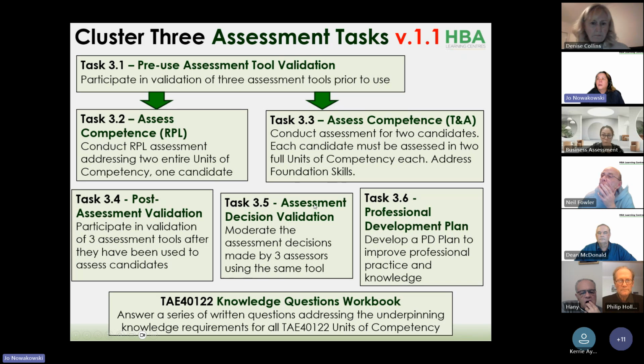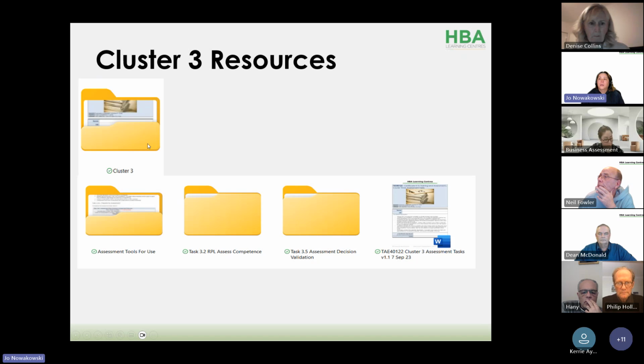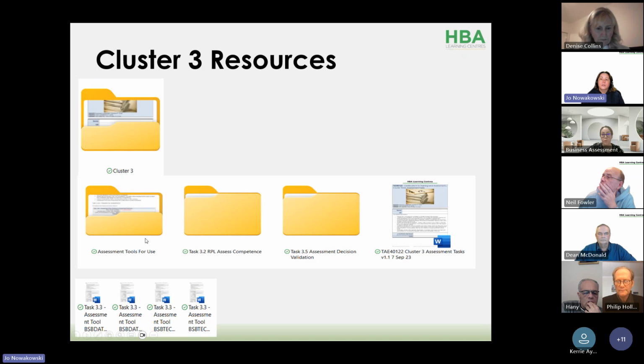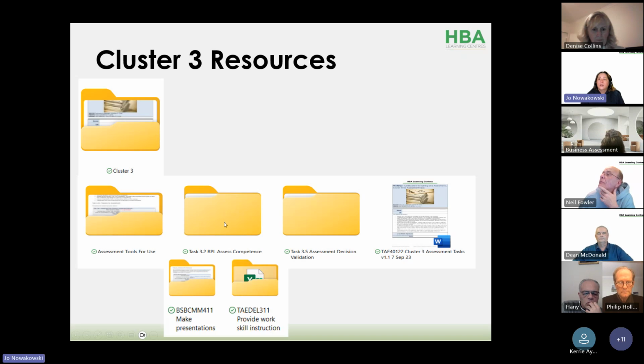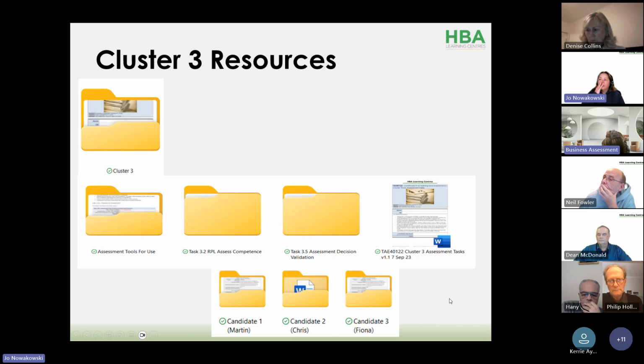Okay, so 3.5, we have resources. Remember this? We have cluster 3 that we're working through. In the assessment tools for use, this is where you're going to find the assessment tools that you're going to be assessing your person A, person B. In your task 3.2, this is the RPL for Mr. Bill McGuinness. And 3.5, this is where it's all at.